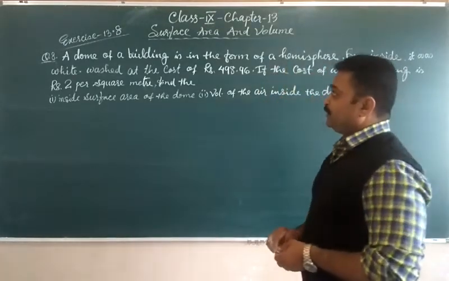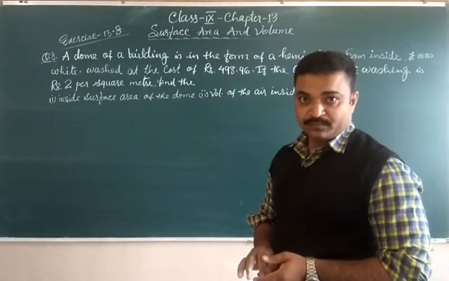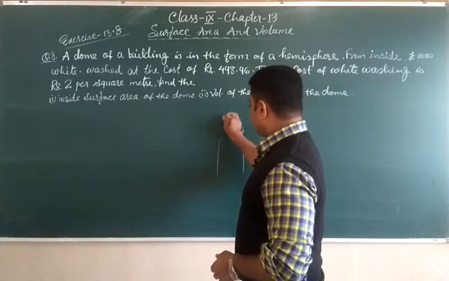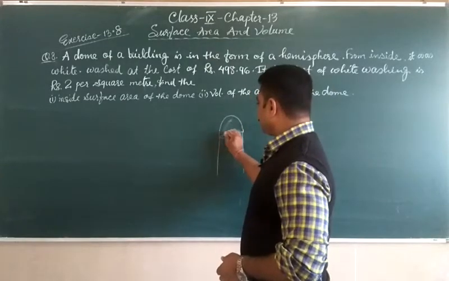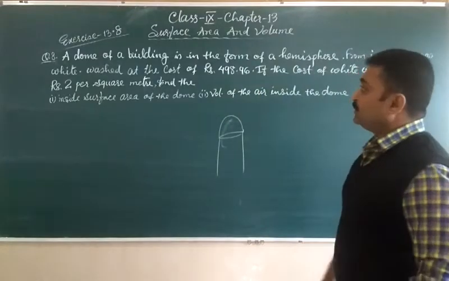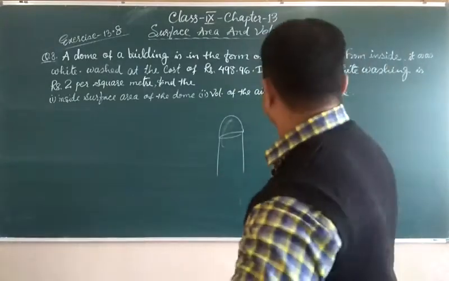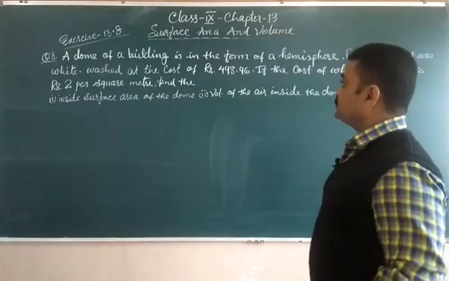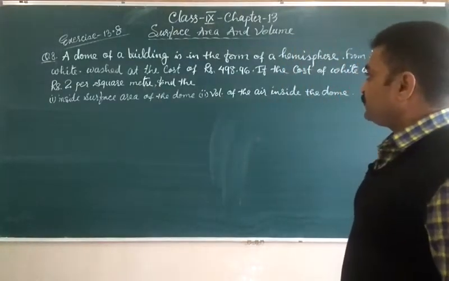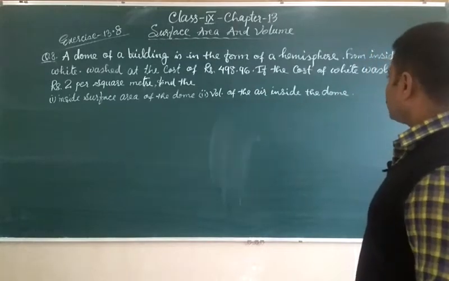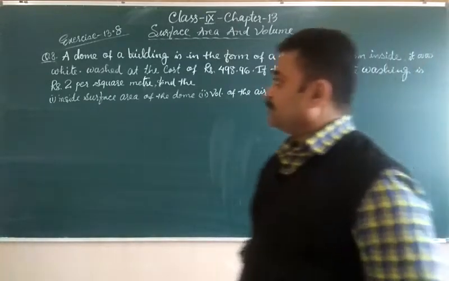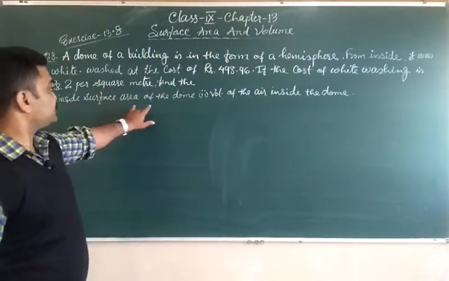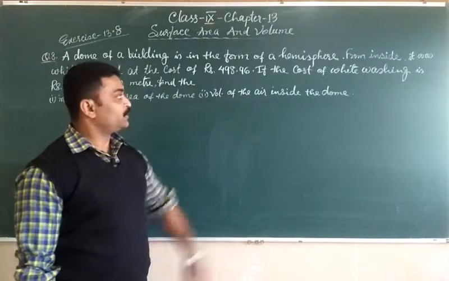A dome of a building. You know what a dome is? It is the building, and the dome means in this way. It is in the shape of a hemisphere. From inside, it was whitewashed at the cost of rupees 498.96. If the cost of whitewashing is rupees 2 per square meter, find the inside surface area of the dome and the volume of air inside the dome.